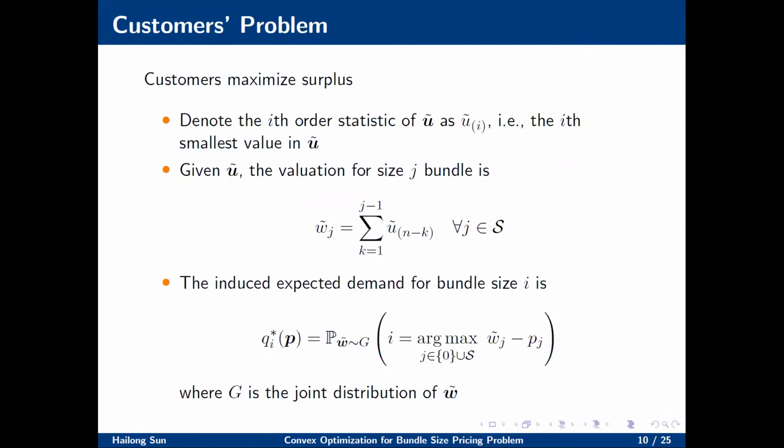The expected demand for bundle size i is just the probability of choosing this size, which is given by this probability. Here, omega is the valuation for bundles, and G is the joint distribution of these valuations. You should note that this distribution G is different from the valuation distribution F, which is for the products.